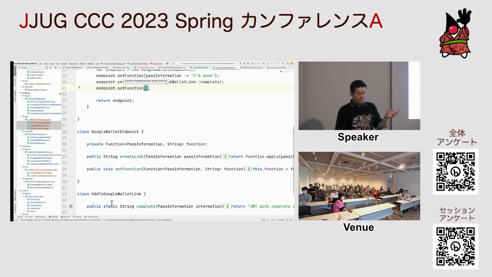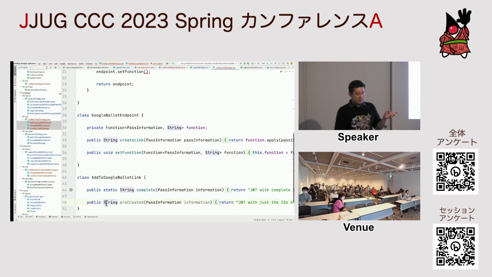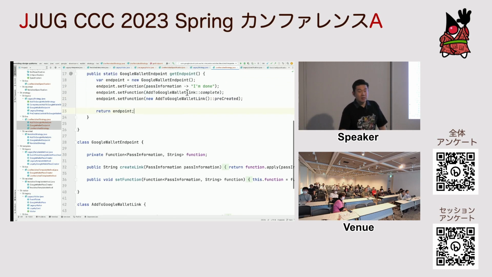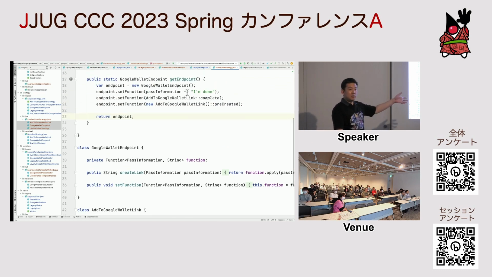Same thing as before, or I can do this. This is a static method. That's why I can do this. But this is not static. This is an instance method. So I need to create an object. Okay? So this is the modern way of implementing the strategy design pattern.